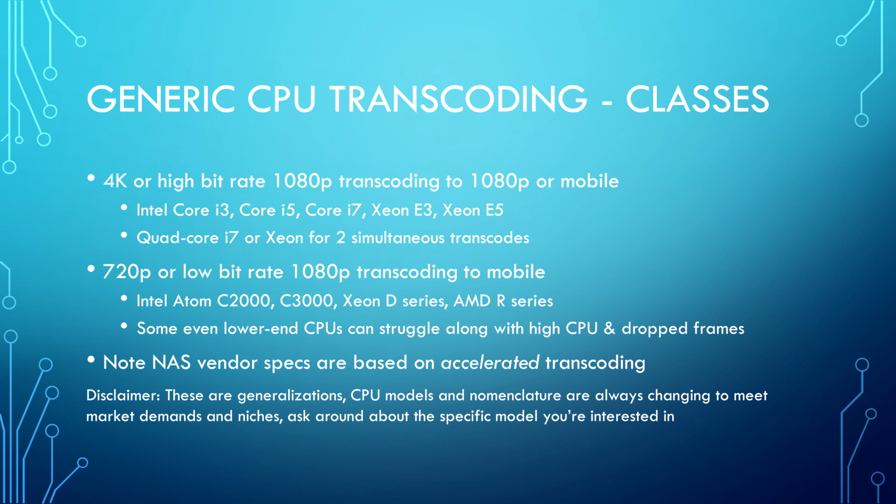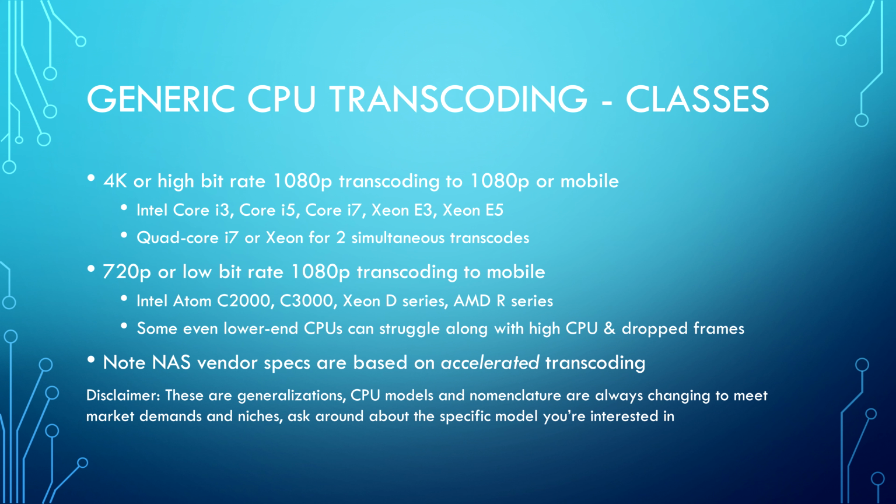So let's talk about the classes of CPU that you might require to do these different types of transcoding. For 4K or really high bitrate 1080p, going down to 1080p or mobile resolution, you really need that Core i series CPU or a Xeon E3 or E5, which is the Xeon equivalents of the Core i5, i7 type of CPU. And for at least two clients, you probably need a quad-core version of one of those higher-end products.